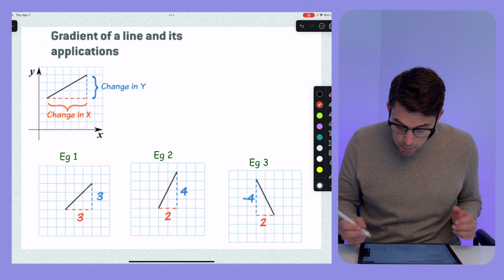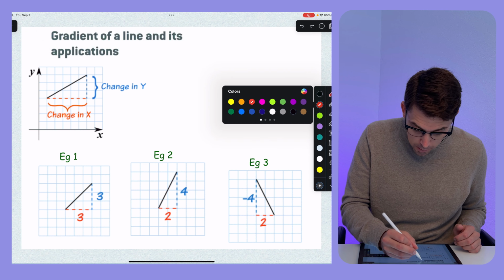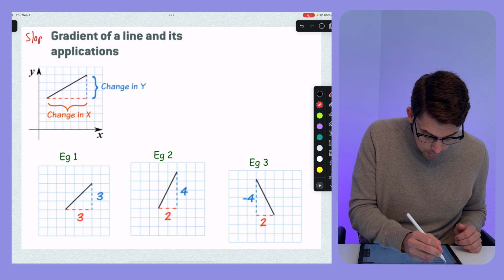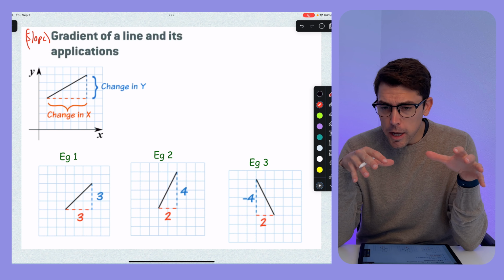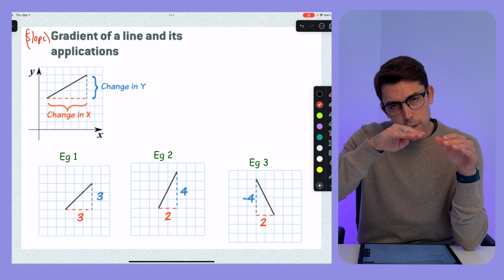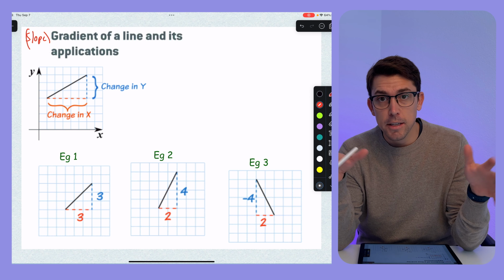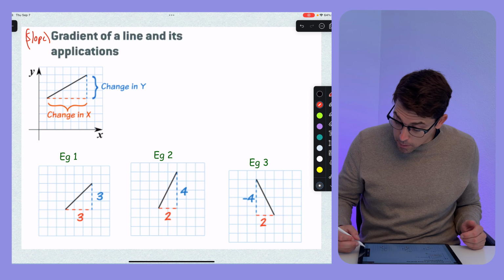In a lot of textbooks, they'll call this the gradient. Perhaps if you're in the United States, this will often be called the slope. So we call it the slope or the gradient. It basically just means how much we are changing in the vertical direction for every single change in the horizontal direction. Change in y over change in x is maybe how you heard of it, or delta y over delta x perhaps.